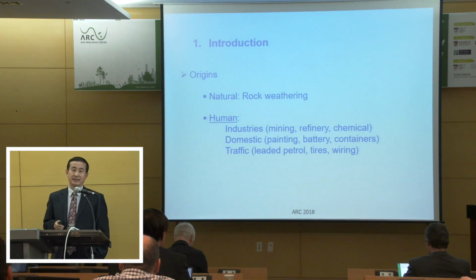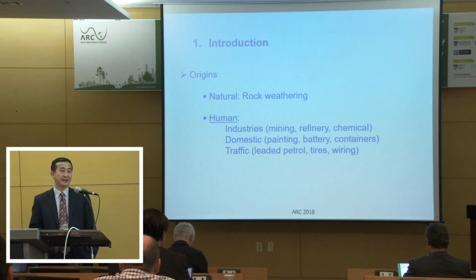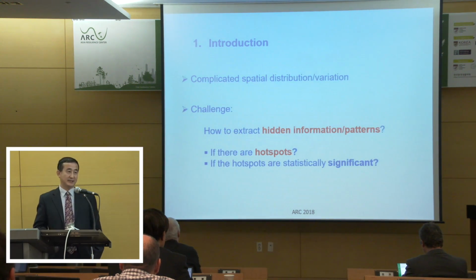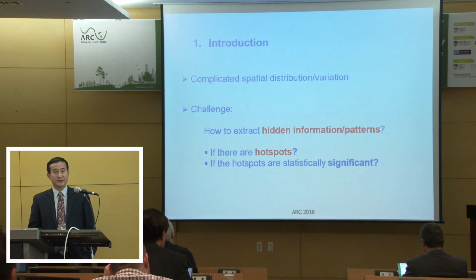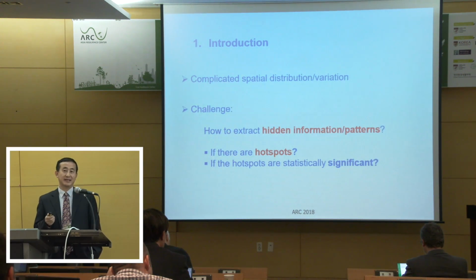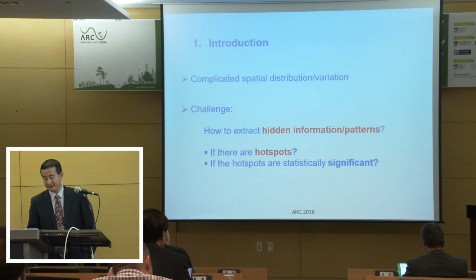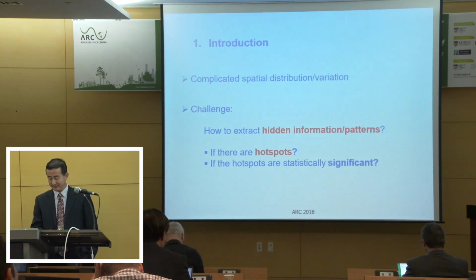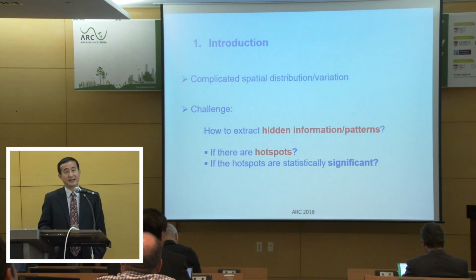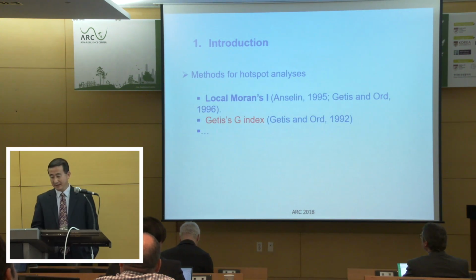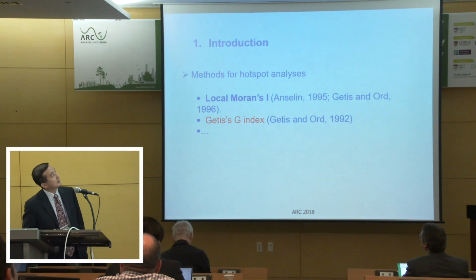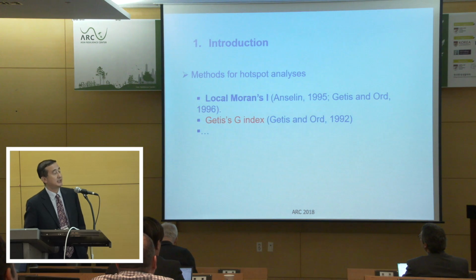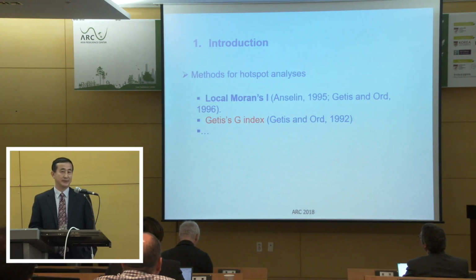Specifically, heavy metals are affected by quite a lot of factors, natural and human. That definitely causes a very complicated spatial distribution. Therefore, there's a challenge: how do we find the hidden information, the hidden patterns? One idea is to perform hotspots analysis, and more importantly, to see if they are significant. First, I'm going to explain the method, Local Moran's I, and then we'll talk a little bit more about the Gi*, which I'm just playing with now.